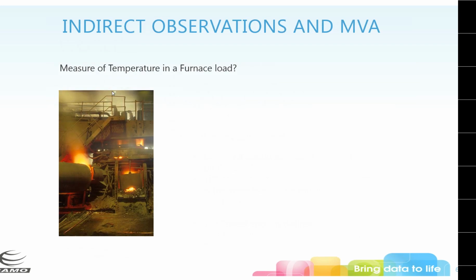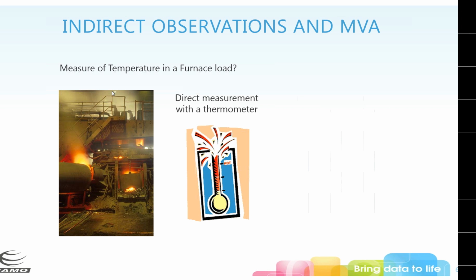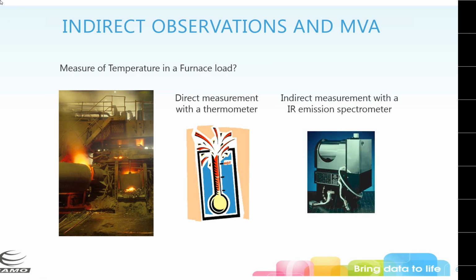So when might we need to use multivariate data analysis to do this? In that case, you just plot two things versus each other, no problem. But what if you need to measure the temperature in a furnace load? It's pretty improbable or impossible to directly measure this; you can't really stick a thermometer in there. It'd be a very expensive thermometer that could handle those kinds of levels of heat. So instead you do an indirect measurement with an IR emission spectrometer. And you need a multivariate data analysis approach to interpret these more complicated, indirect measurements.